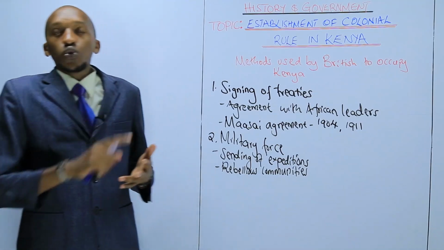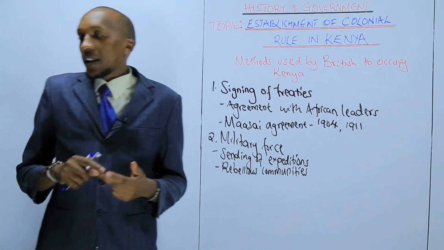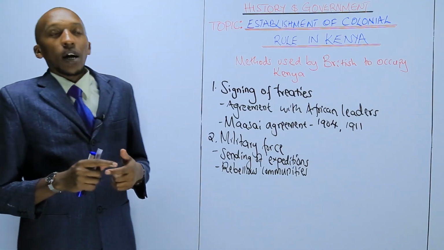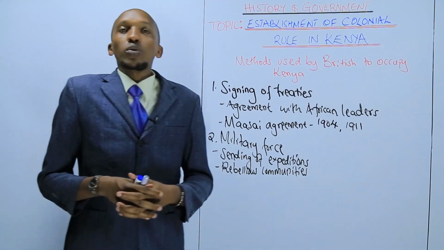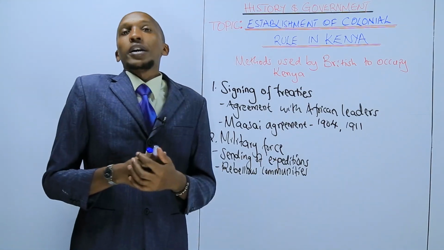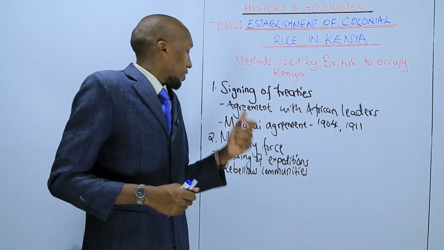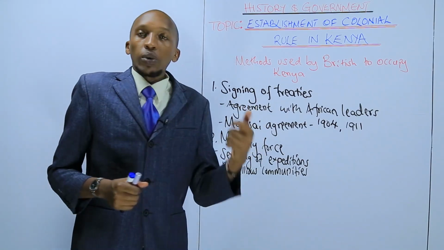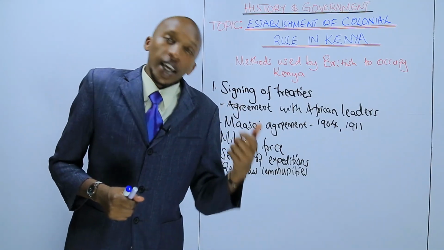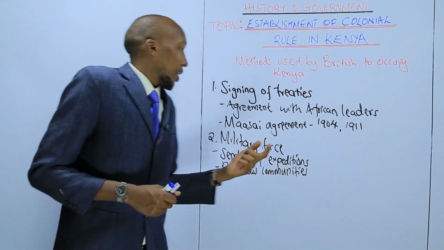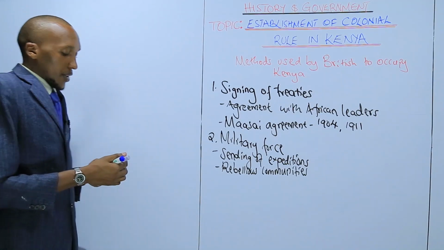We had the Bukusu, we had the Luo, and also a section of the Agikuyu were able to rise up in resistance against the British. So that is the second way in which they were able to get territories in Kenya.